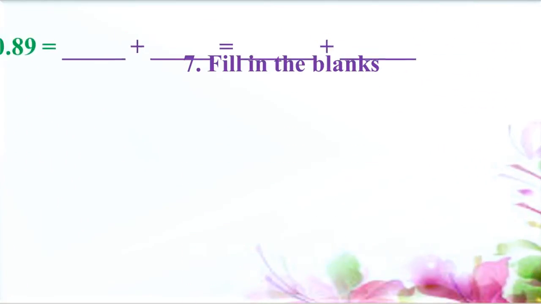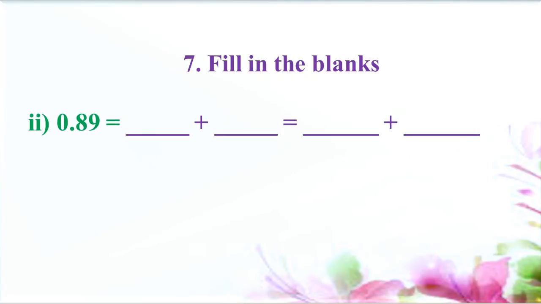Fill in the blanks. First one, 0.89 is equal to... So how to write it in expanded form? We'll get 0.80. Then what about here? That is 0.09. Now we are going to write 0.8. And what about the next one? We will get 0.09.